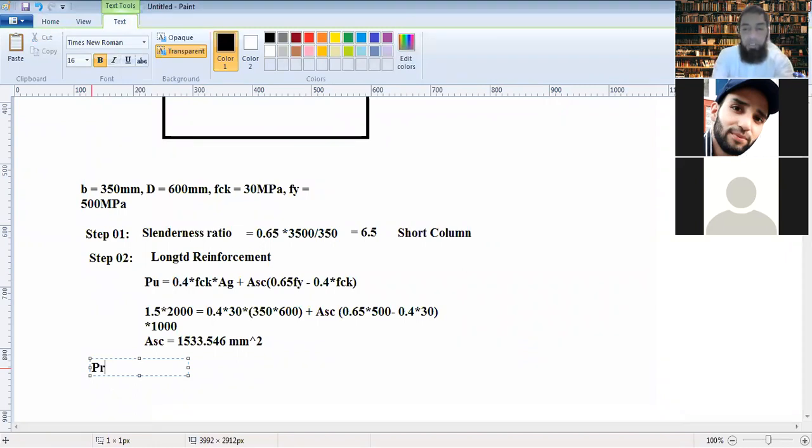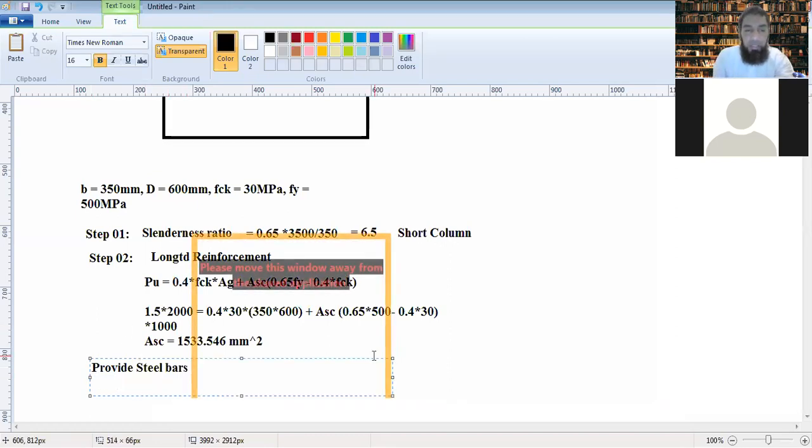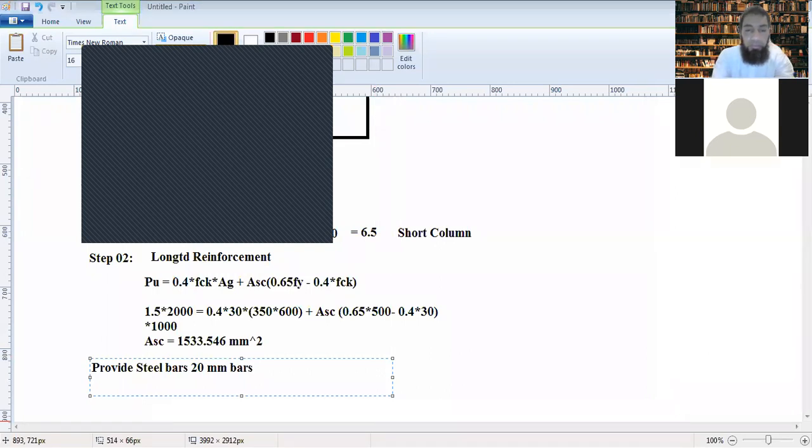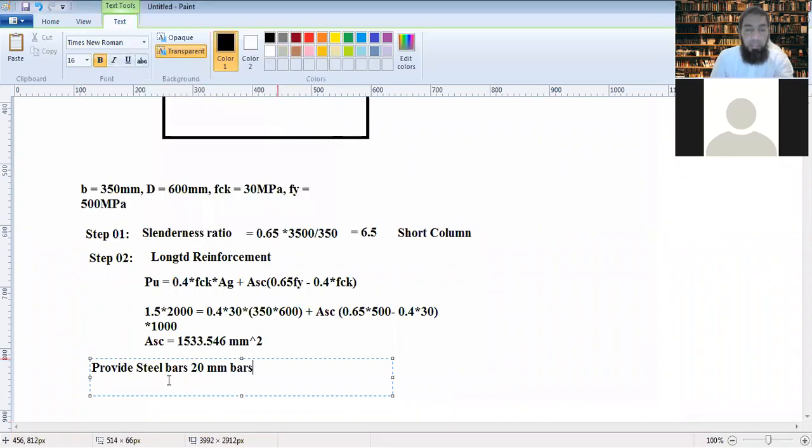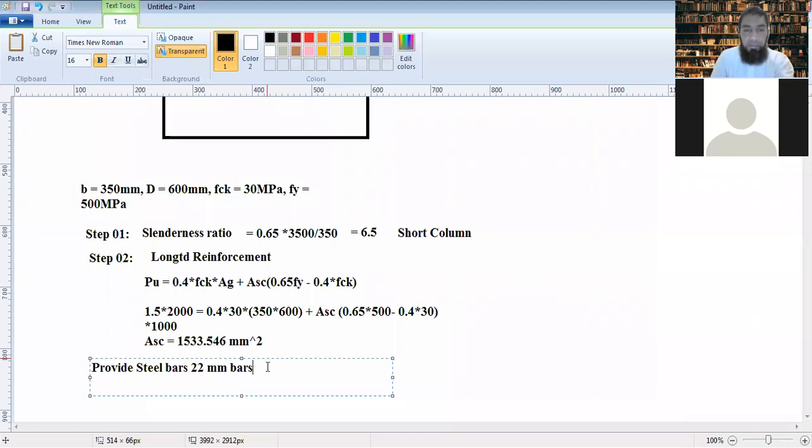Now then you provide steel bars. If I'm providing 20 mm bars, each bar would be 314. Provide 25 mm bars. 22, let's provide 22 mm bars. That would be 379. Each bar would have an area of 379.94 mm square.